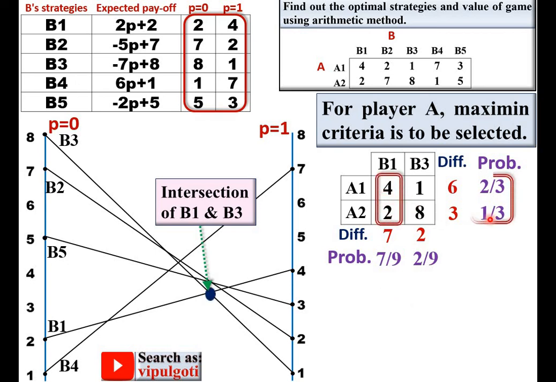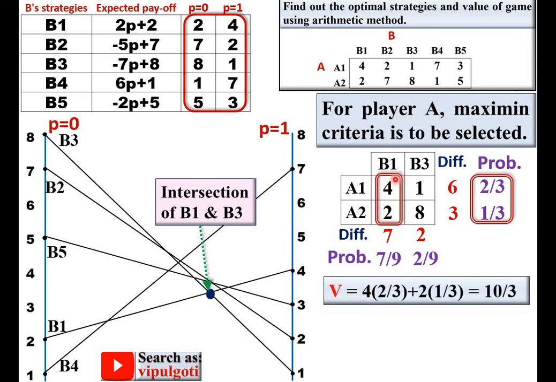So I focus on these two columns, and based on that I can find the value of the game. That is 4 into 2 by 3 plus 2 into 1 by 3. And if you simplify, you will get 10 by 3. If you want to see in detail, especially the arithmetic method, you can refer to my earlier video on the arithmetic method, where I explained each and every term in detail.